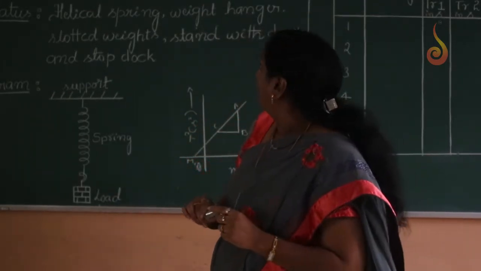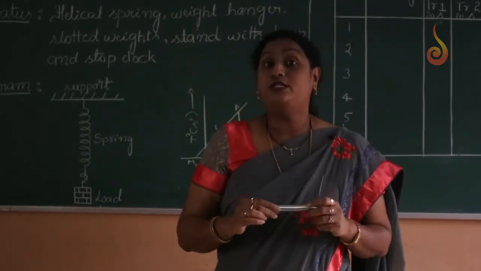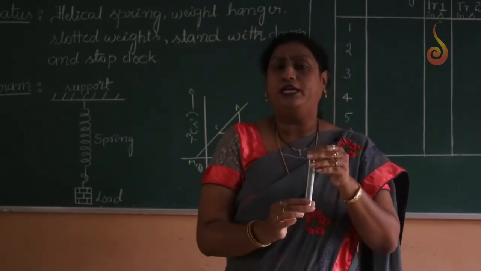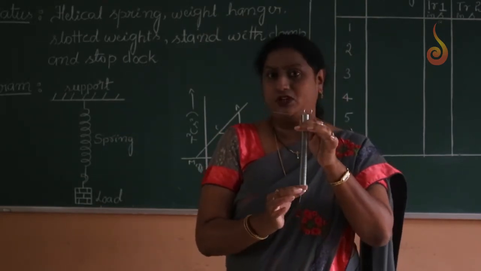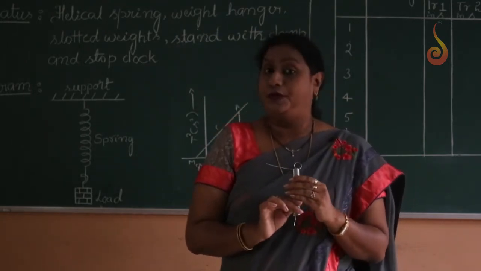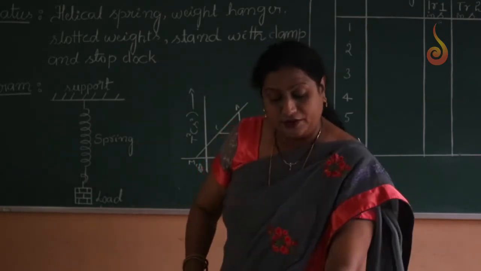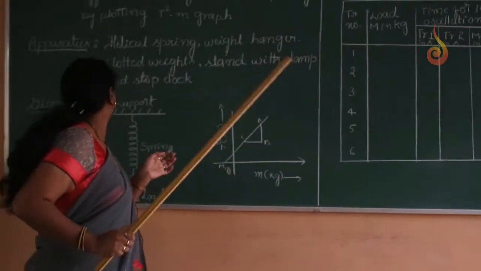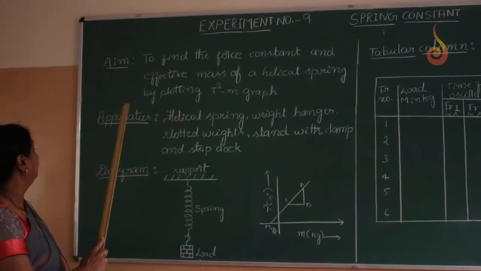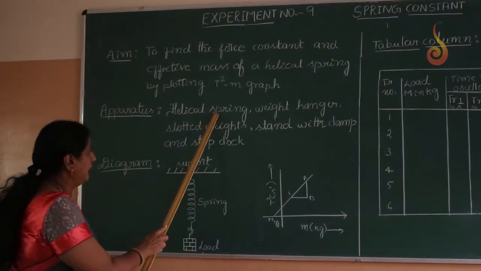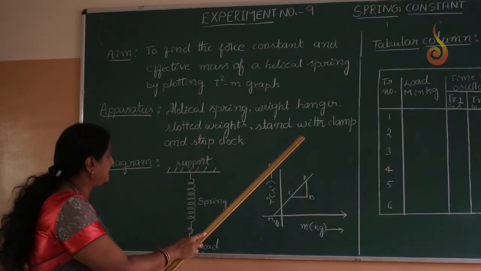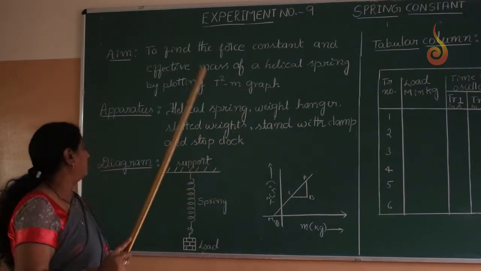Okay, and we are now supposed to find the force constant of this given spring. I will not go into much theoretical explanation of this because you will be studying about the spring in 2 chapters of your PU syllabus. Straight away, without wasting much of your time, I will carry on with the experiment. Let us have a look at the apparatus required. See, the apparatus required includes a helical spring, which I just showed you, a weight hanger, slotted weights, a stand with a clamp and a stop clock.